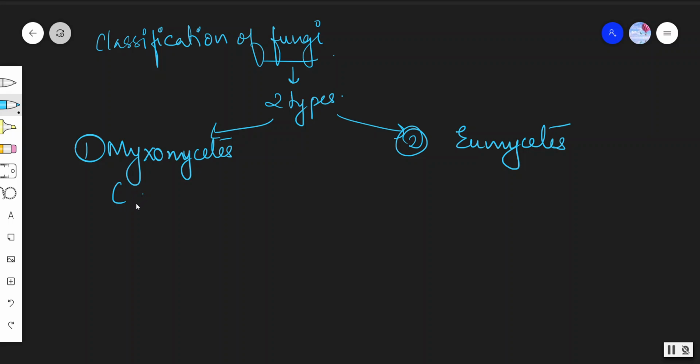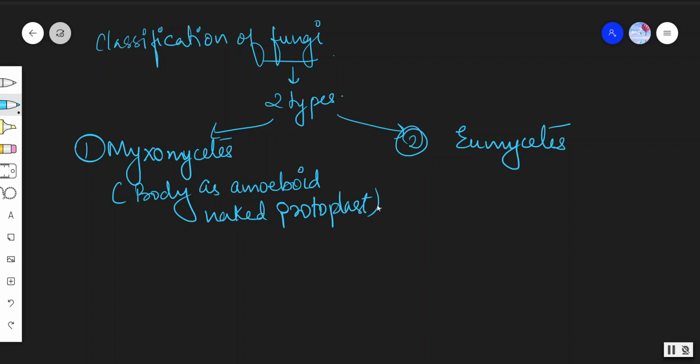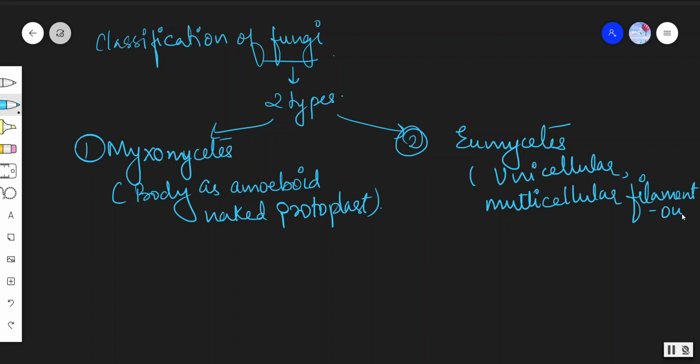Myxomycetes, in this the body is amoeboid. It is a naked protoplast, and the protoplast is naked in it. And in eumycetes they are unicellular or multicellular filamentous, and on the basis of morphology of mycelium, mode of spore formation, and fruiting bodies formed, the eumycetes are further divided into four classes.